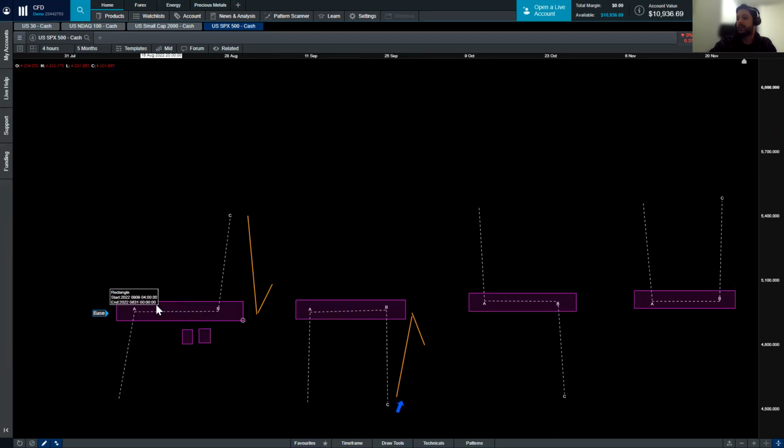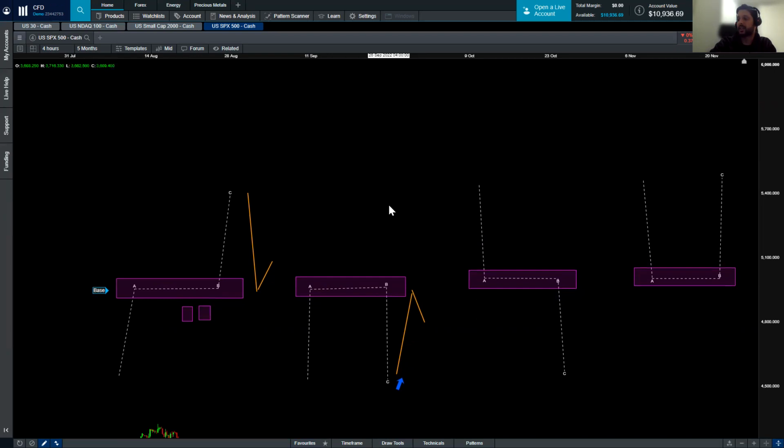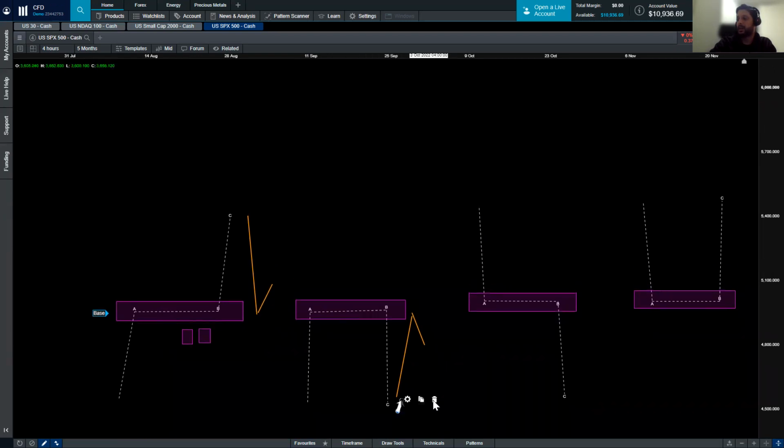But how are we going to recognize the base area? So we know the concept. The concept is something like this, but how are we going to recognize the base area, right? So let me just clean this out, and we will go to the chart.